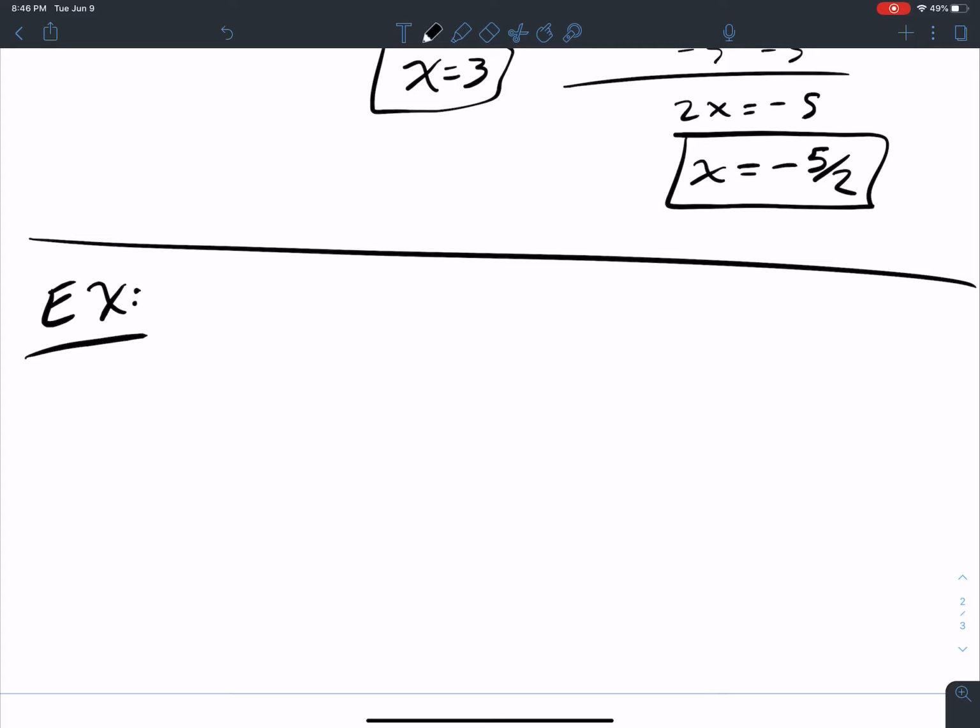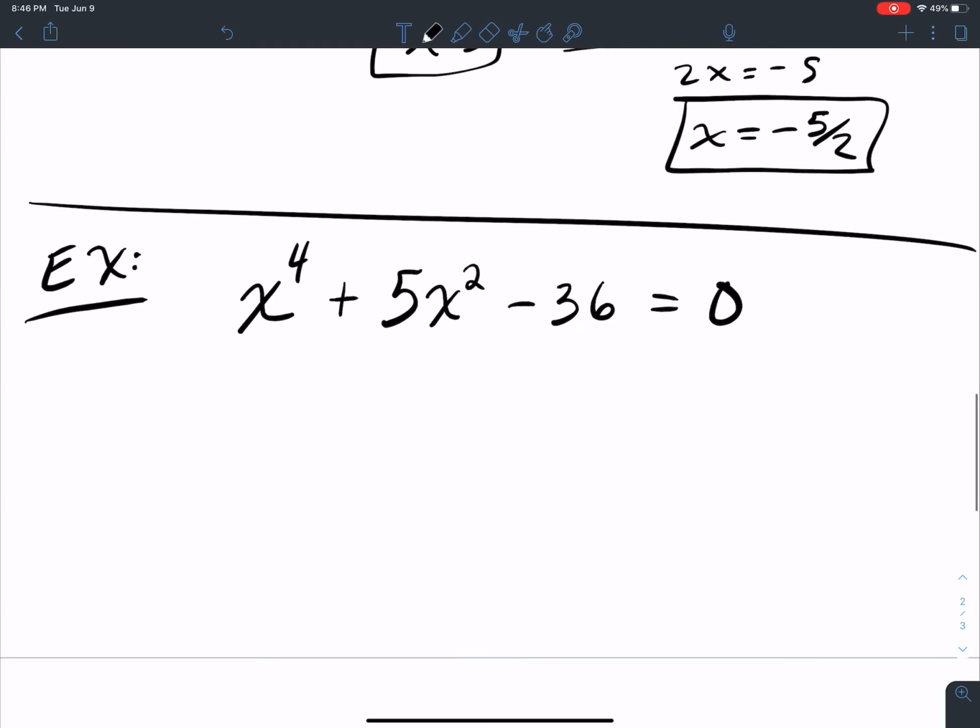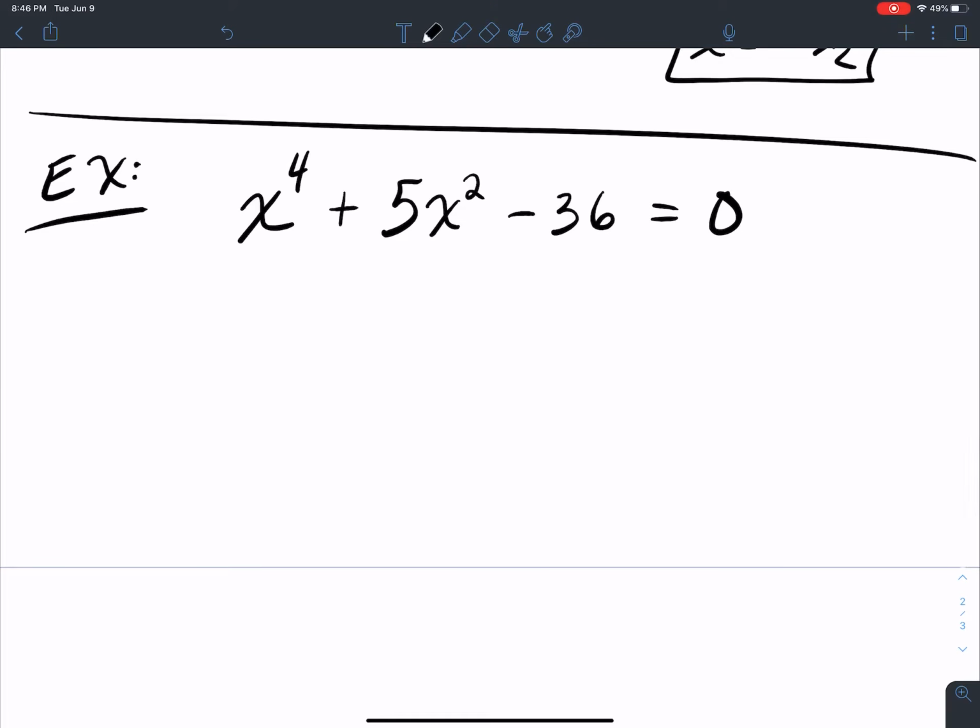So I've got this one right here, a little bit different character. This one is x to the 4th. Interesting. The first two we did were x cubed, so this is x to the 4th. We're kicking it up a notch. Plus 5x squared minus 36 equals 0. Now, this one is a trinomial. However, it's not a quadratic. It's a quartic. It's raised to the 4th power, degree 4 polynomial.